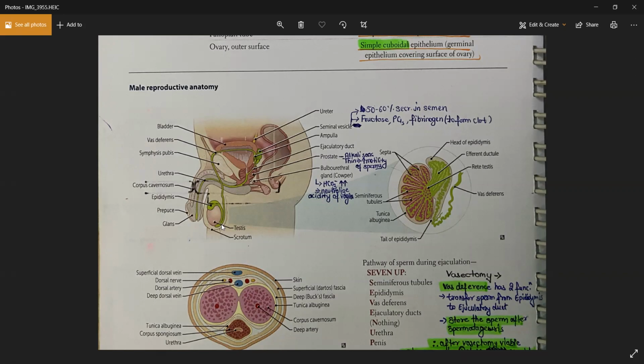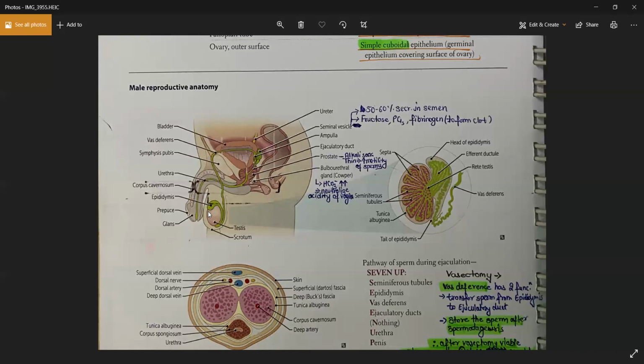Okay, so the testis has layers. It has 3 outer coverings. Does anyone remember the name of the outermost one? Tunica vaginalis. So tunica vaginalis is the outermost layer. Then the middle layer is the tunica vasculosa, and the albuginea is the innermost layer. So albuginea innermost, vasculosa middle, and vaginalis is the outermost layer of the testis.